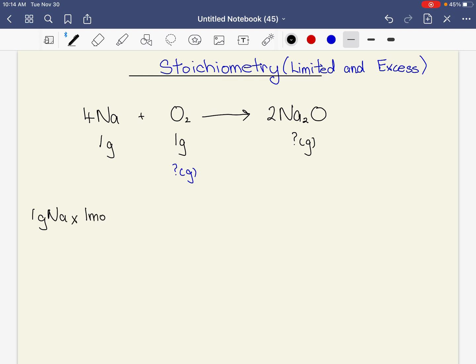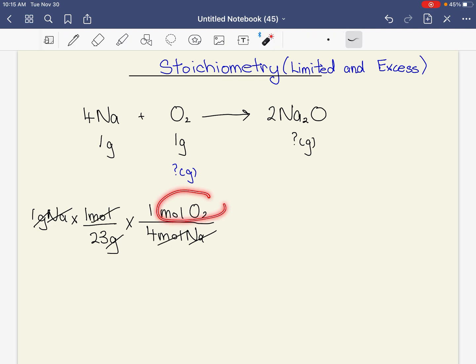times 1 mole over 23. Remember, you're going to have to change that to moles because the second step is based on the mole ratio of 4:1. For every 4 moles of sodium, you need 1 mole of oxygen gas. Grams and grams cancel. Sodium and sodium cancel. Here, moles and moles cancel. And what you have now is moles of O2.